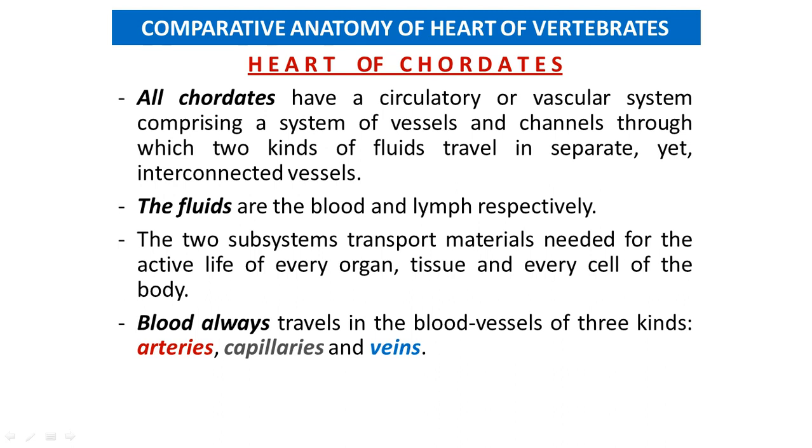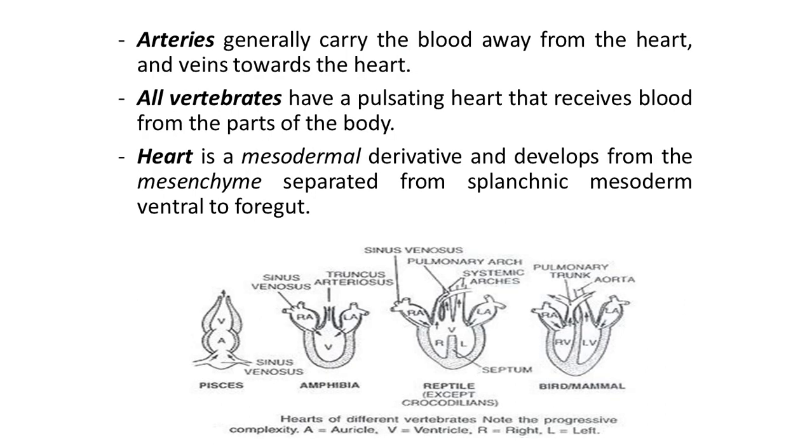The two subsystems transport materials needed for the active life of every organ, tissue, and every cell of the body. The blood always travels in the blood vessels of three kinds: the arteries, capillaries, and veins. Arteries generally carry the blood away from the heart and veins towards the heart. All vertebrates have a pulsating heart that receives blood from the parts of the body.